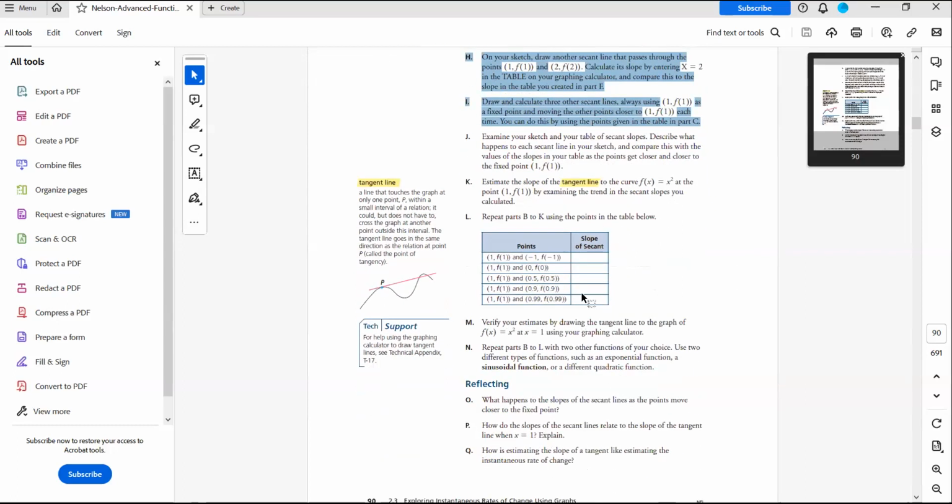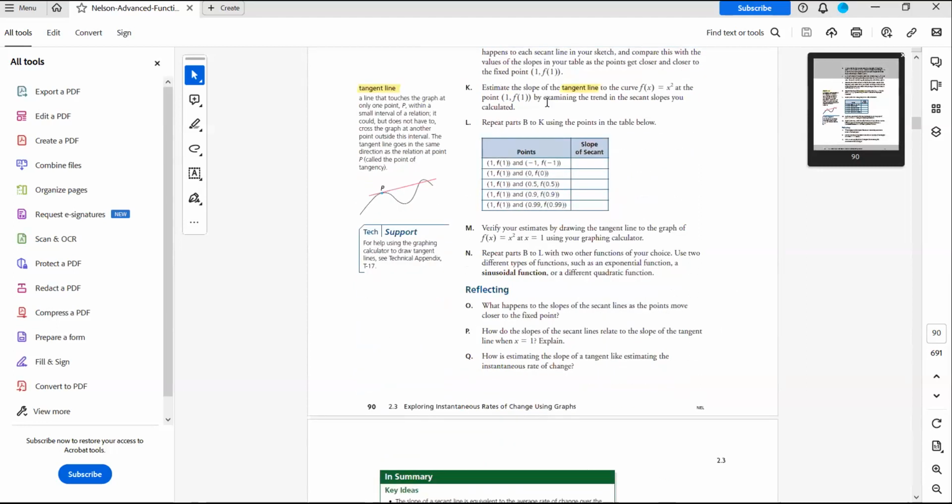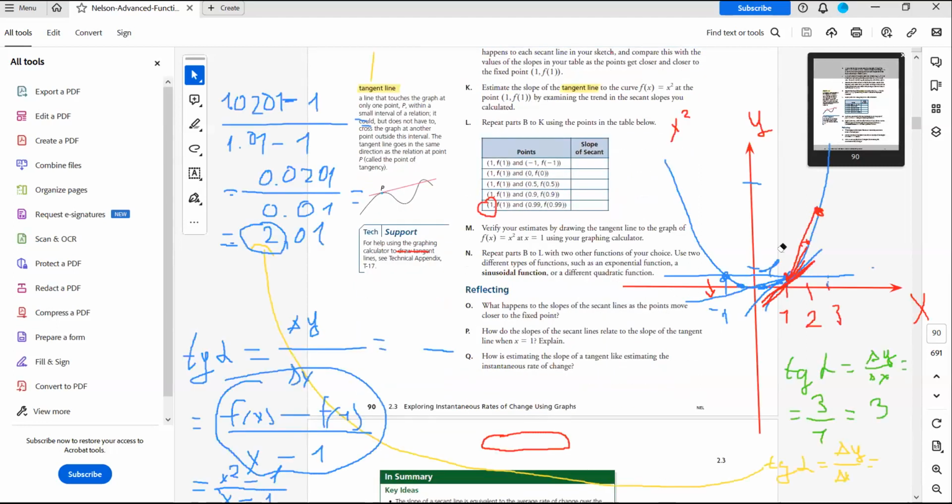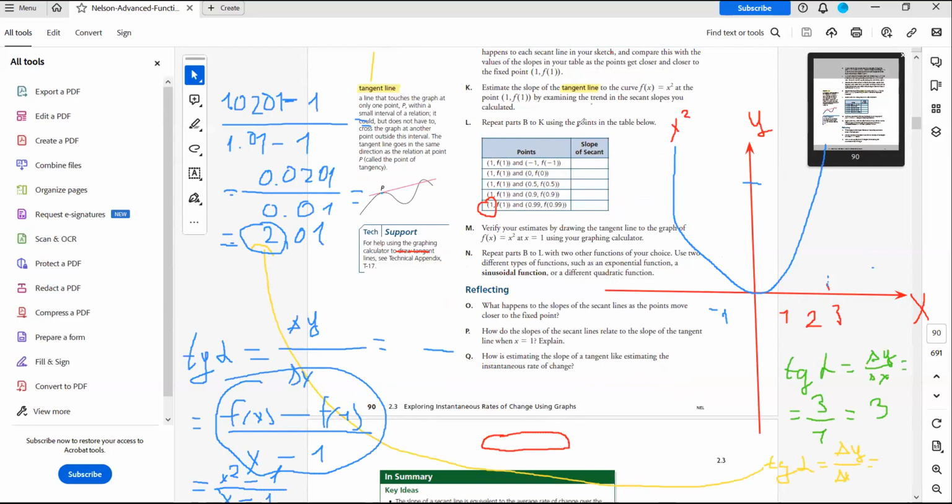So we can verify our estimate that we did before by sketching a tangent line to the point when x equals 1. And this is going to be our parabola. And when x equals 1, here, our tangent line would look like this, right? Touching my graph only at one point. Let's call this point P.